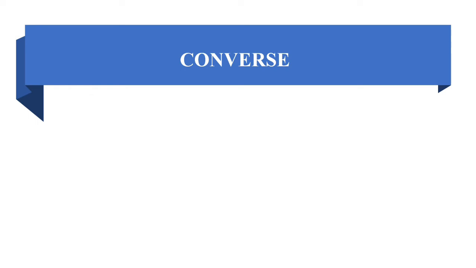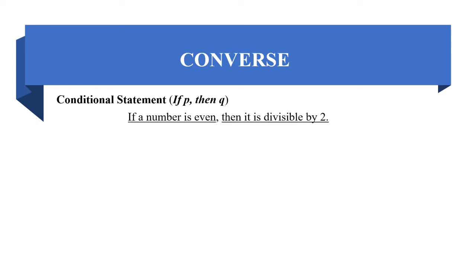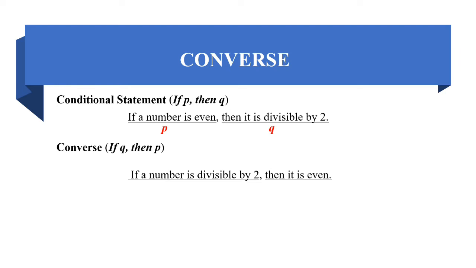We have here another example of converse. The conditional statement: if a number is even, then it is divisible by 2. Remember the conditional statement, if P, then Q. So the P statement here is "if a number is even," and the Q statement is "then it is divisible by 2." So what is the converse? Remember, for the converse of a conditional statement, we have to interchange the hypothesis and the conclusion. The hypothesis is the P statement and the conclusion is the Q statement. So: if a number is divisible by 2, then it is even.